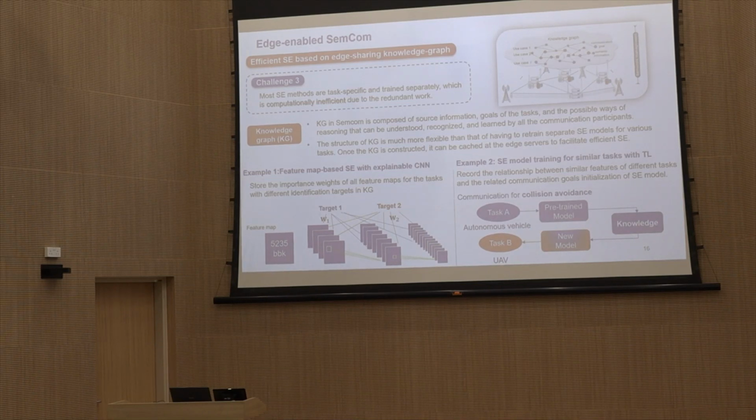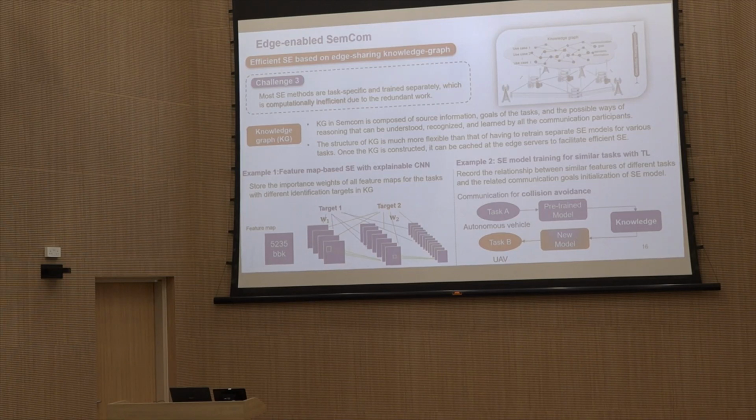Task A, the autonomous vehicle can learn how to avoid collision. The autonomous vehicle built the pre-trained model that can be extracted into the knowledge. The same knowledge can be used to build the new model for task B of the collision avoidance of the UAV, autonomous unmanned aerial vehicles. So this is how the knowledge graph can be utilized and transferred among the different applications.